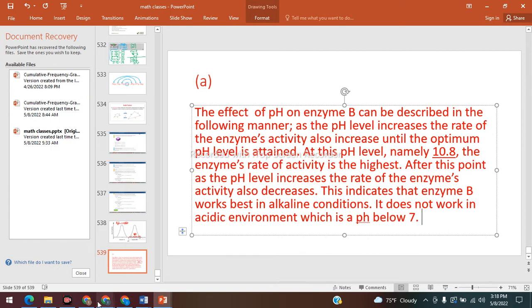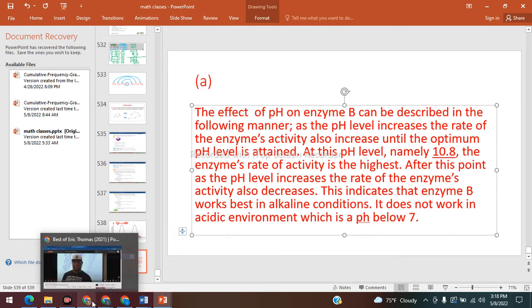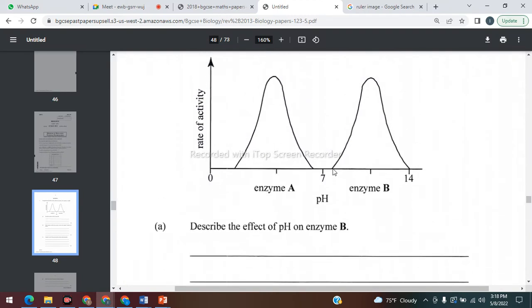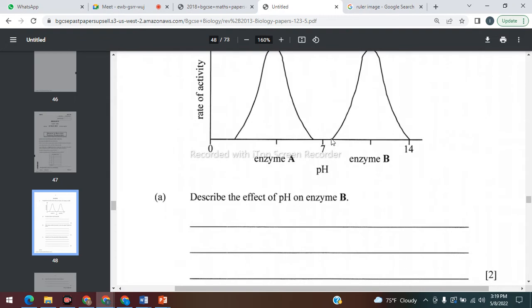Because if we look carefully, something that we didn't mention up until now, enzyme B is not in operation during this period. You see that? Between 0 and 7 there is absolutely nothing happening. But after 7, then it starts working, right? And so we see that enzyme B does not function in acidic conditions. So that's also something worth mentioning.